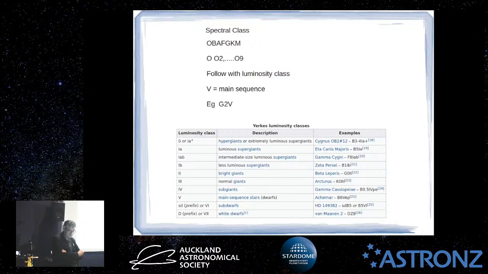Like you've heard of red giants and blue giants. If you study things about the Hertzsprung-Russell diagram, it explains this in more detail as to what's going on with that.